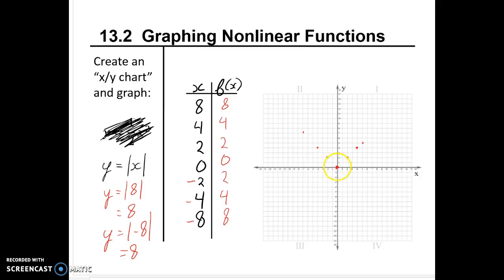And so we end up with y is equal to the absolute value of x. So this one is more like a V. And that's all.